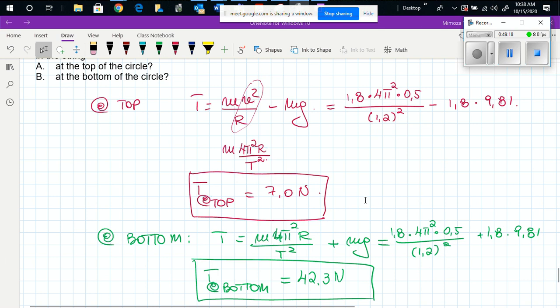Okay, so applying the formulas, you will have tension at the top and tension at the bottom as 7.0 and 42.3 newtons. Even from the calculations, you can see that the tension at the top is smaller than the tension at the bottom.